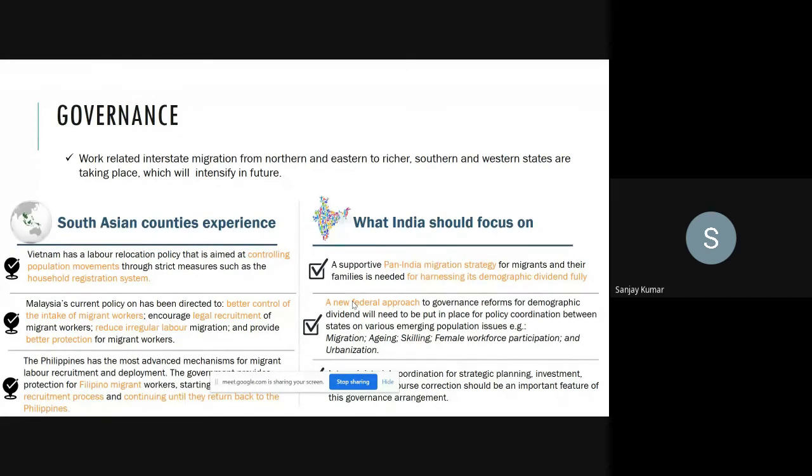And for that, since there are different states, what we suggest is a new federal approach to governance, where there is a governance system, a kind of supra-state body. There they can coordinate which are the out-migrating states, which are in-migrating, and which kind of skills are required for the migrants. So balancing those things, and talking about skilling, talking about female work participation, and overseeing those kinds of arrangements at the governance level is needed to reap the benefit of the demographic dividend. So these are the ways forward.